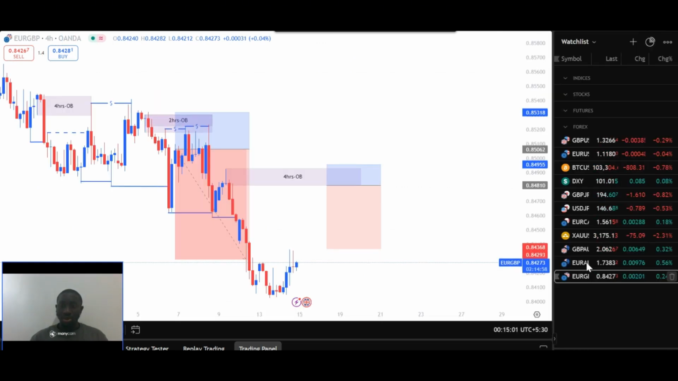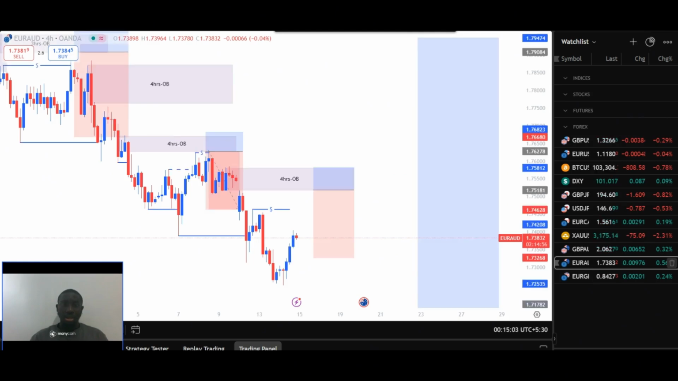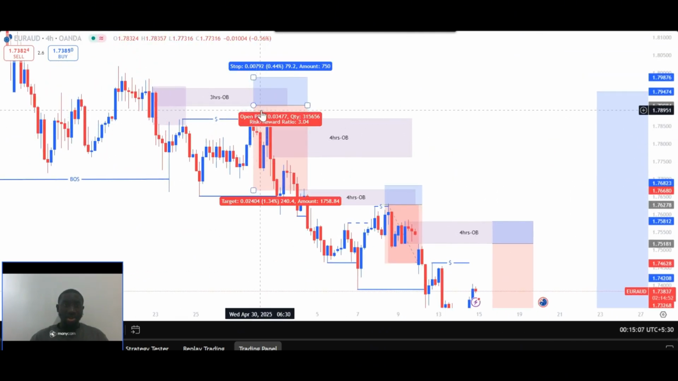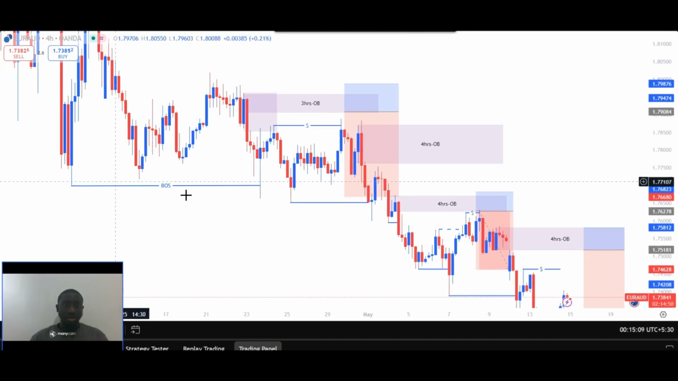Let me show you Euro AUD. I also traded Euro AUD. This was the first one. I missed this entry because there was a break from here. Then I was expecting a pullback. I caught the 4 hours order block before. Yes, I took an entry. I was on profit, but it did not get to my 1:3.